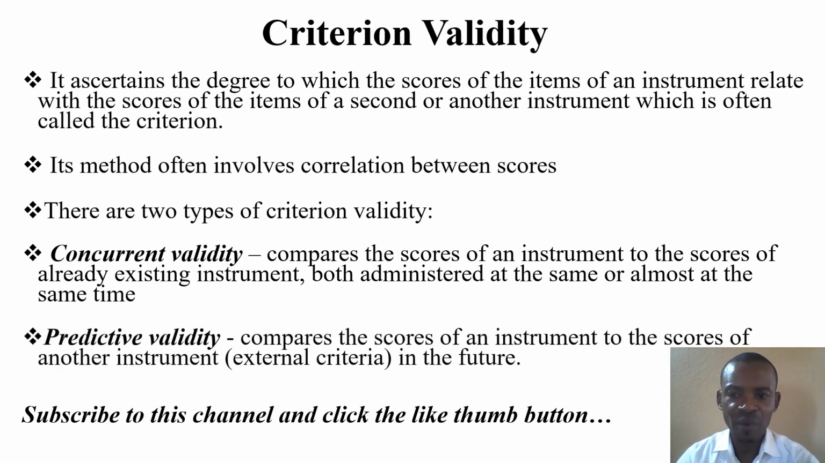However, another type of validity is predictive validity. In this case, it compares the scores of an instrument to the scores of another instrument. That instrument is called external criteria, and it is not administered at the same time, meaning you may administer the one developed by you as a researcher now, and then in future another instrument is used to measure a behavior relating to what you are doing.